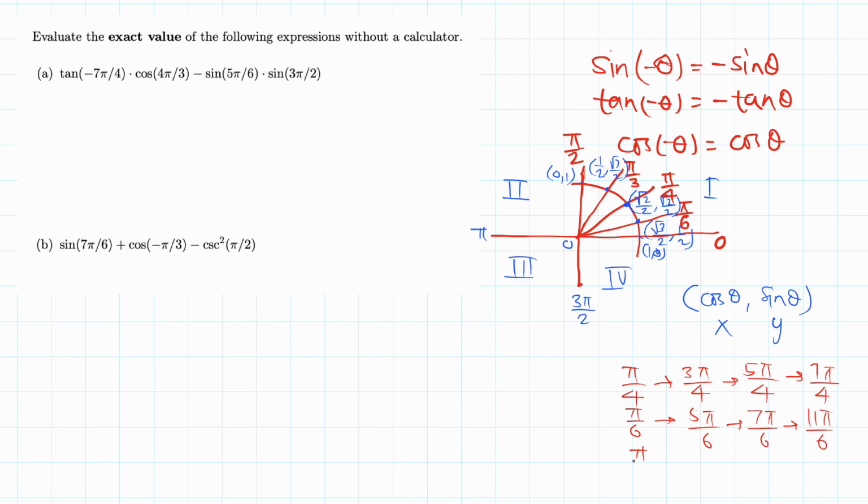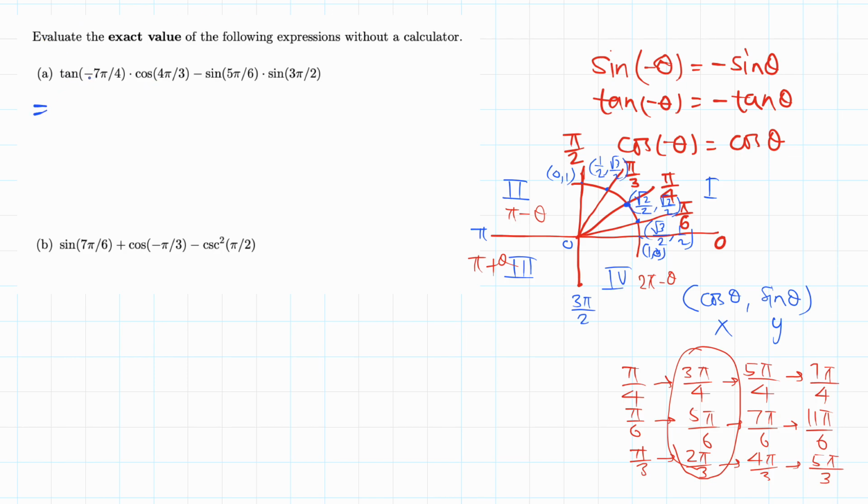For pi over 3, that will be 2 pi over 3. Here comes 4 pi over 3, and here comes 5 pi over 3. Whatever we have in the first quadrant, we subtract it from pi, pi minus that angle, and we get the second quadrant angles. Here, pi plus the angle from the first quadrant, we get these. And here 2 pi minus whatever we have there, we get the last round of angles. So let's do that now.